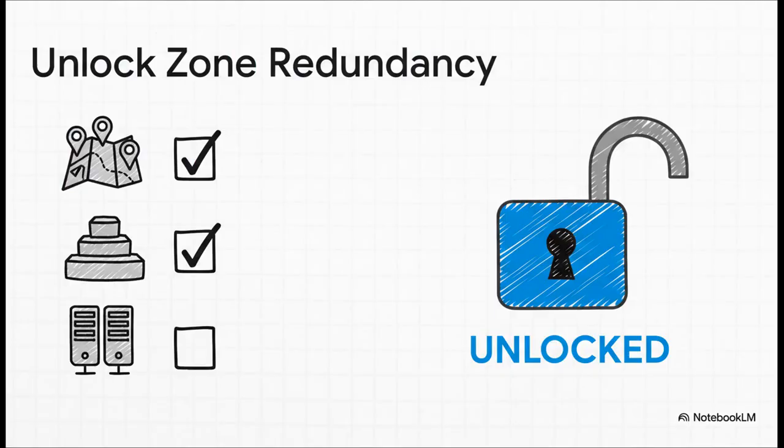So, how do you get that awesome automatic protection against a zone failure? You'll be happy to hear it's surprisingly easy. There are just 3 boxes to check. First, your service has to be in a region that actually supports availability zones. Second, you have to be on the basic tier or higher. And third, you guessed it, you need at least 2 replicas. That's it. You do those 3 things, and Azure automatically spreads your replicas across different physical buildings for you.